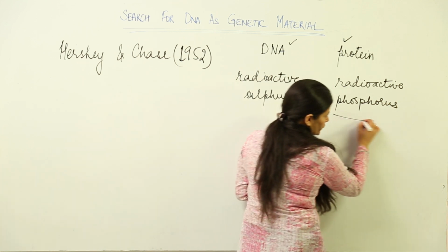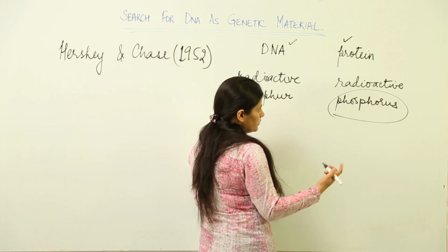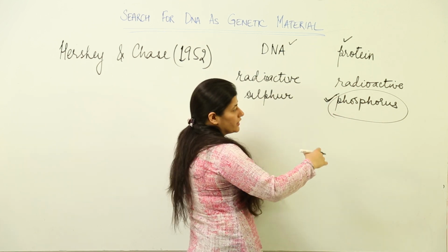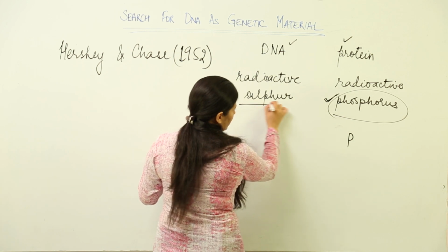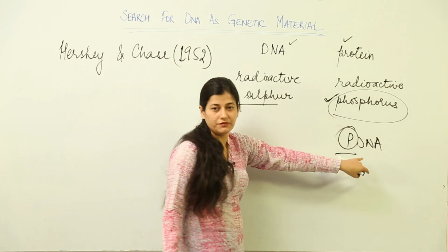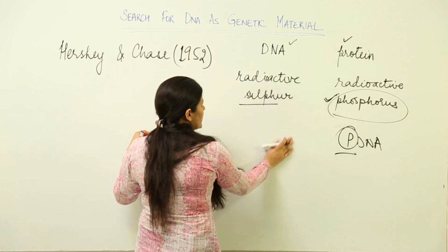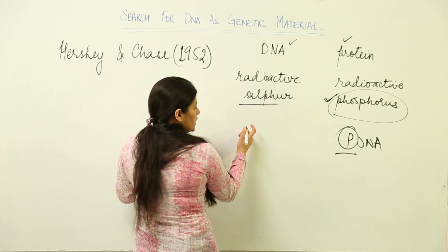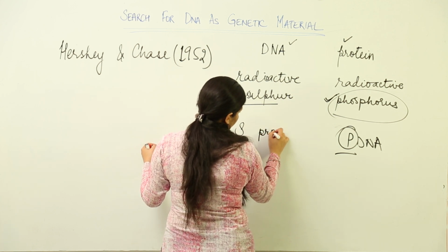DNA contains phosphorus. In the polynucleotide chain, it is the phosphate that comes and binds the nucleotides. So it contains phosphorus. Those bacteriophages which are grown on radioactive phosphorus will have their DNA getting radioactive. Phosphorus was radioactive, DNA got radioactive. Now in case of sulfur, sulfur is present in proteins, but it is not found in DNA. So when the radioactive sulfur is taken into consideration, we have the proteins which become radioactive.